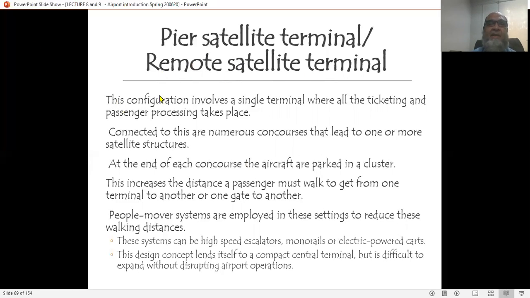The remote satellite terminal involves a single terminal where all ticketing and passenger processes take place. Connected to this are numerous concourses that lead to one or more satellite structures. At the end of each concourse, the aircraft are parked in a cluster. This increases the distance a passenger must walk to get from one terminal to another or one gate to another. People mover systems are employed in these settings to reduce these walking distances. These systems can be high-speed escalators, monorails, or electric-powered cars. The design concept lends itself to a compact central terminal, but it is difficult to expand without disrupting airport operations.